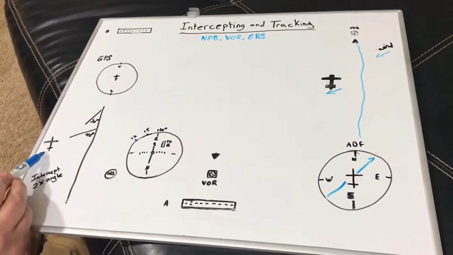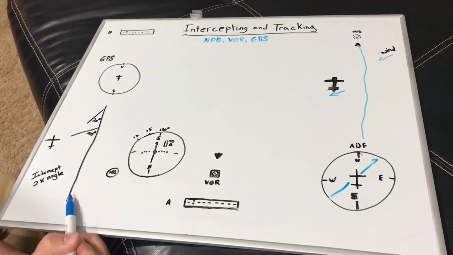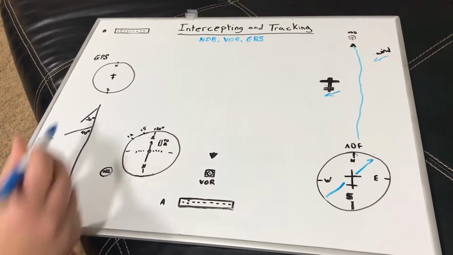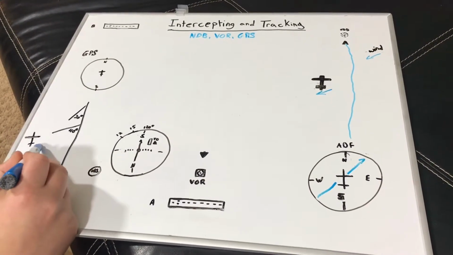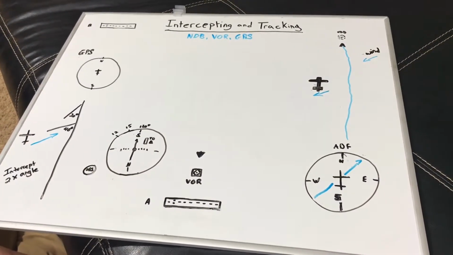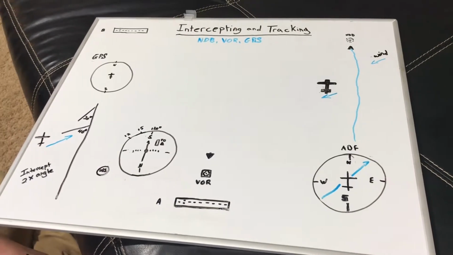So if we're this plane over here and our course is this line, if we're at a 20-degree angle from it, we're going to want to double that to a 40-degree intercept, direct back to the course in order to intercept that course again.